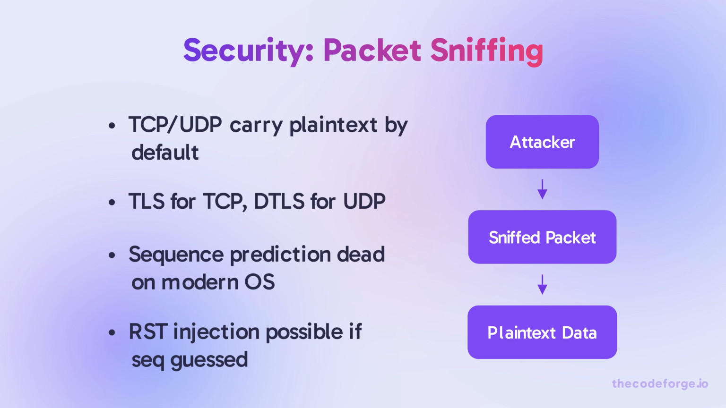TCP and UDP carry plaintext by default. If you can see the packets, you can read the data. The fix is simple: TLS for TCP, DTLS for UDP. These add encryption at the transport layer, making the payload unreadable even if captured.